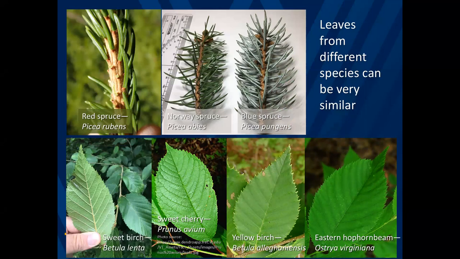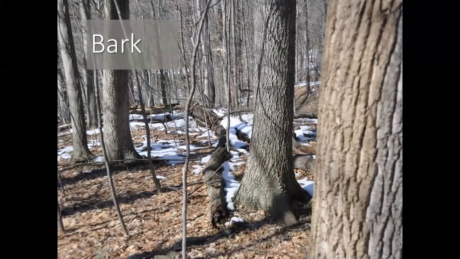On the bottom is a whole row of 4 different leaves. They're all simple leaves, like a blade and a stalk. They all have a little jagged, serrated edge or margin of the leaf. Their veins are all fairly parallel. And so they are very similar, even though all these 4 leaves are from different species. So leaves are good, helpful, but not always 100% diagnostic.